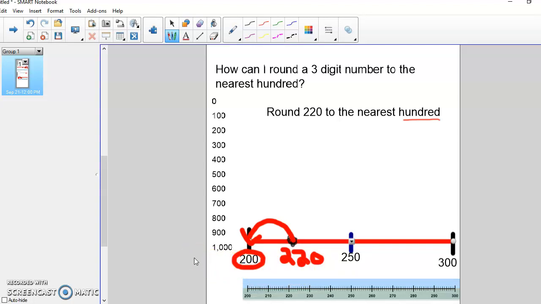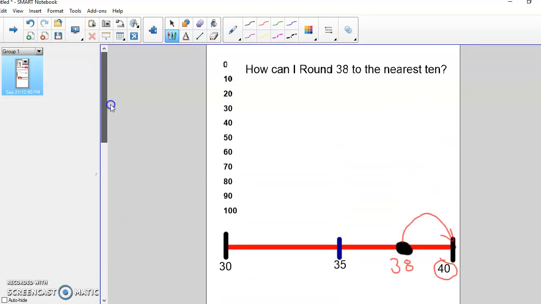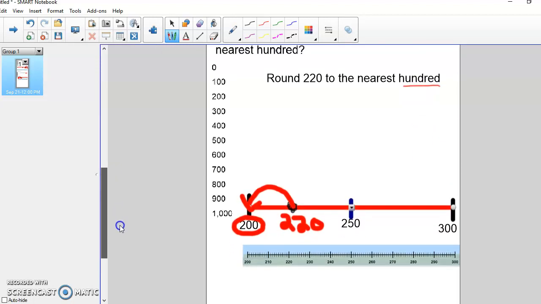So we're going to be practicing this for the next couple of days. We're going to be practicing still rounding two-digit numbers to the nearest 10, and then three-digit numbers to the nearest 100.